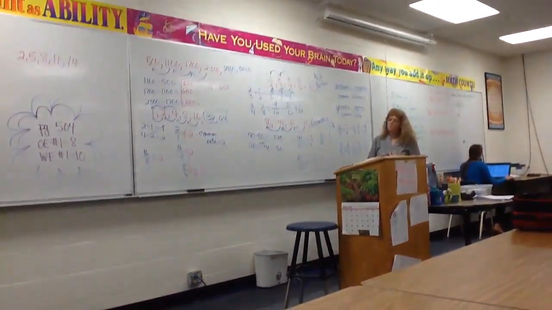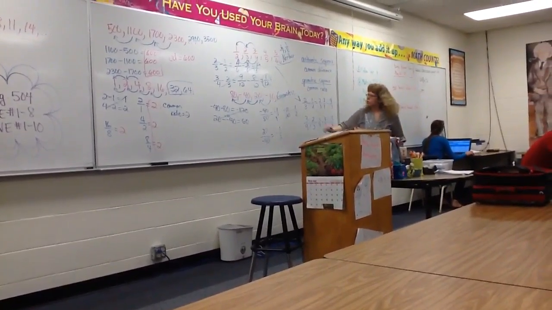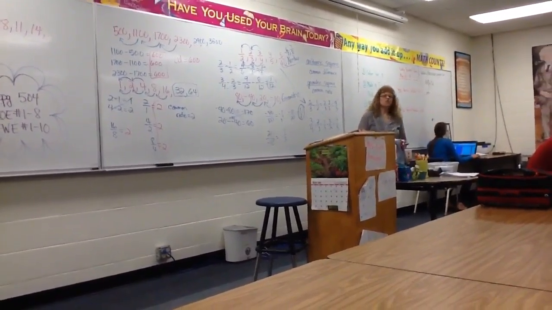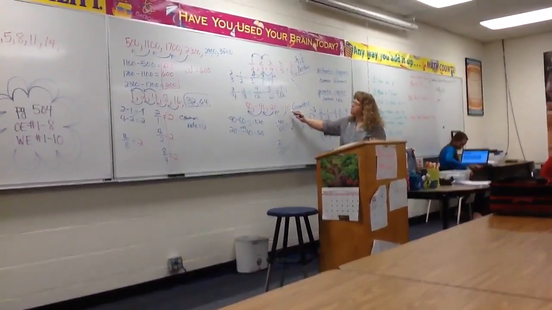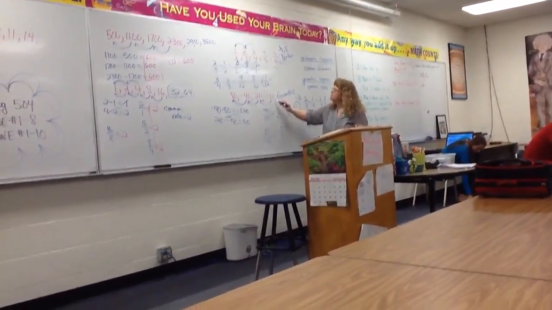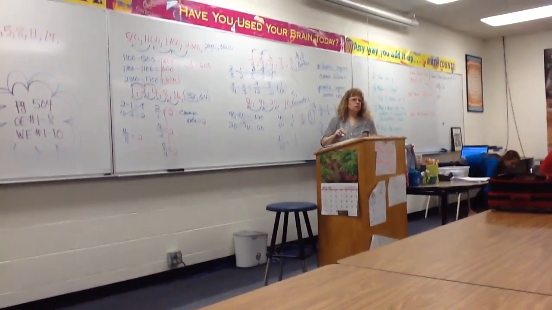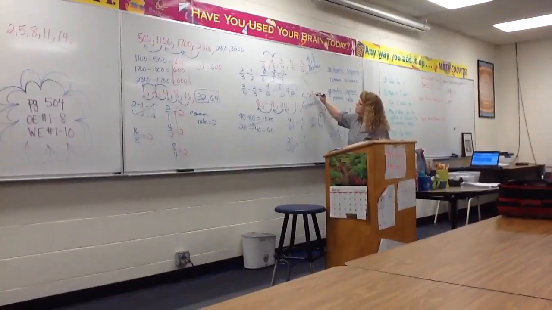How do you do it with geometric? What's the common ratio? Negative 1/2. And so what would the next two values be? Positive 5 and negative 2.5. Right.